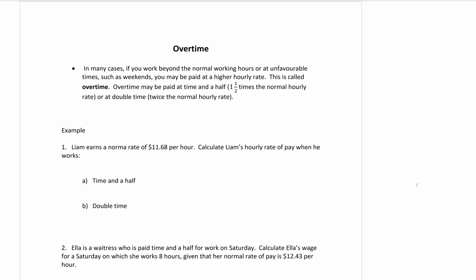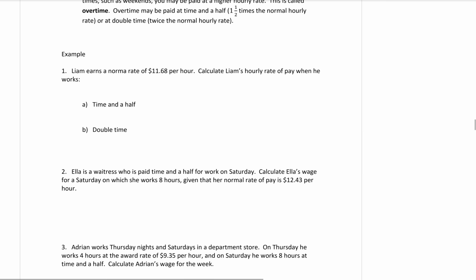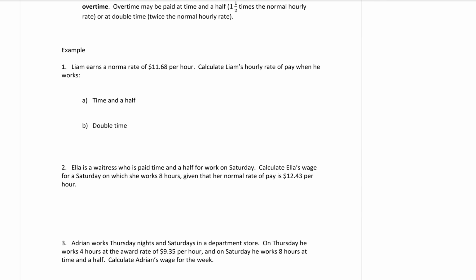So here are our examples. Liam earns a normal rate of $11.68 per hour. Calculate Liam's hourly rate when he works time and a half. So time and a half literally just means 1.5. So if he normally gets $11.68, I times that by 1.5. Now, I usually prefer to write it as a fraction, but you can type that in as 1.5 on your calculator because that will be faster to type in.